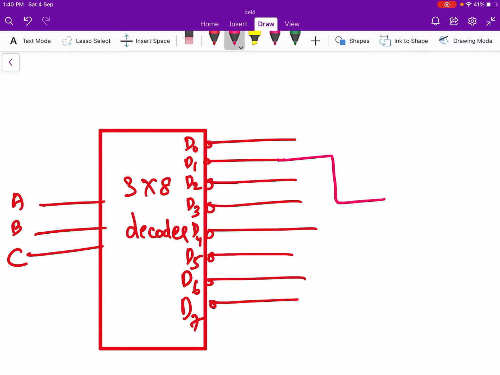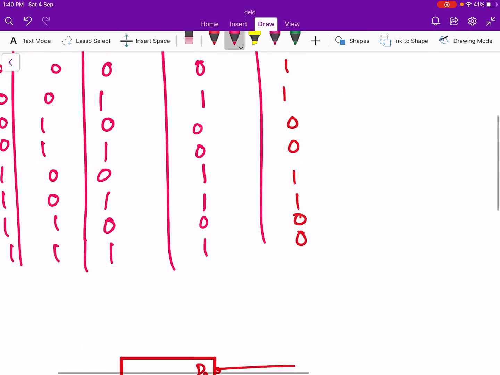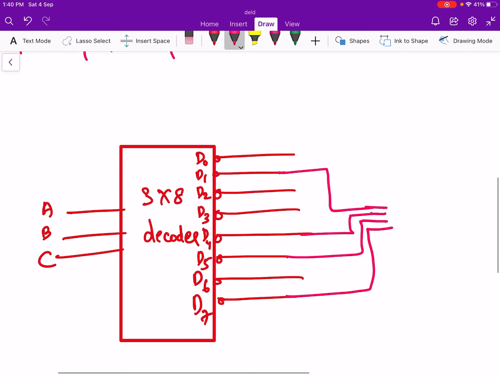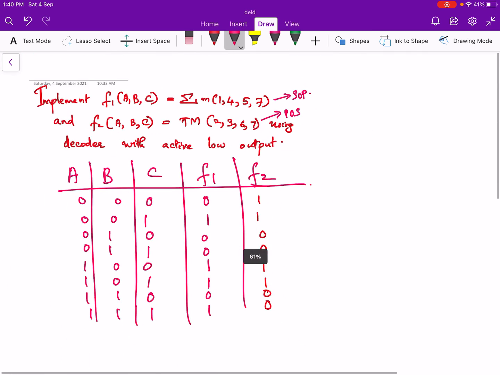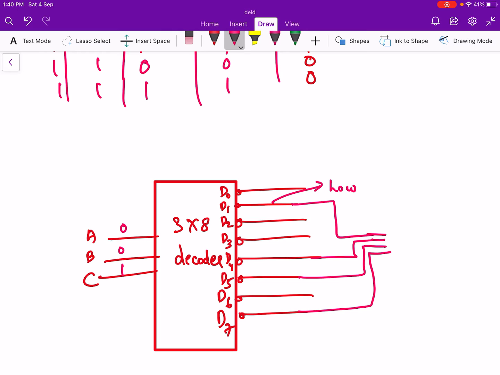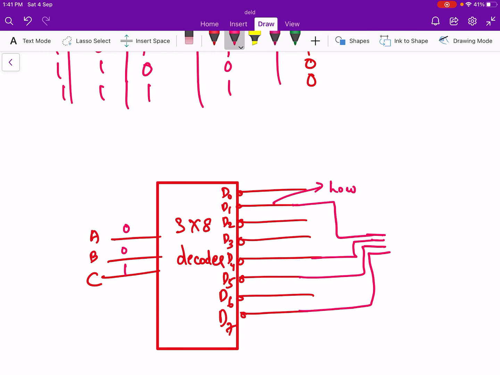So corresponding to 1, 4, 5 and 7, the output is high. So we must get a high at the output. We have to connect a gate such that the output should be high and the input of that gate will be low, because the output of the decoder is active low. So if 1 comes at the input, correspondingly D1 will be low, but we must get a high at the output of the logic gate because it is a SOP form. Corresponding to 1 we should get a high, but the output of the decoder is active low, so we will get a low at the decoder output. We have to convert that to high.